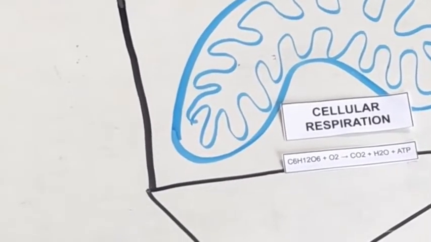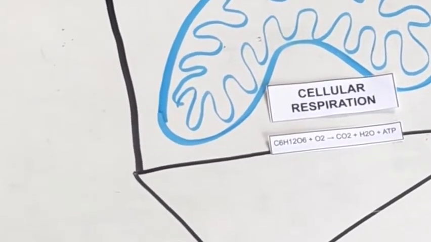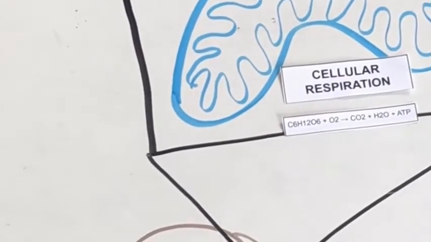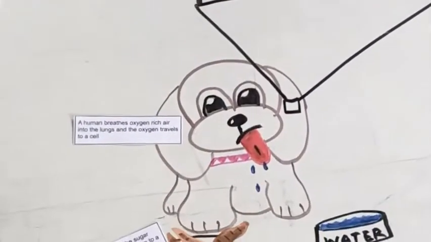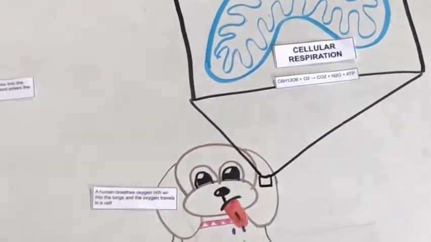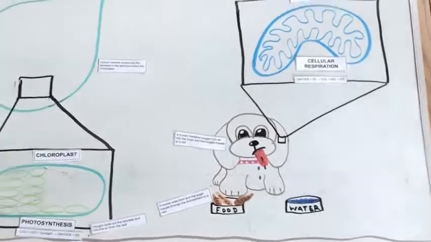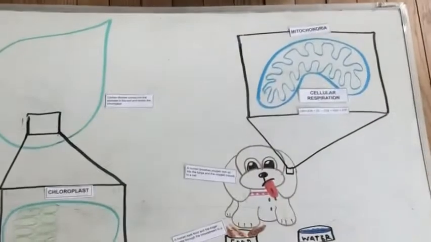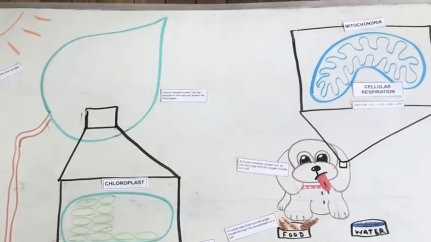The H2O will be used, or it can be eliminated through urination or through sweating, as our dog is doing here. And the CO2 is a poison, so it will be breathed out through the respiratory system. And so that concludes our assessment and diagram of photosynthesis and cellular respiration.